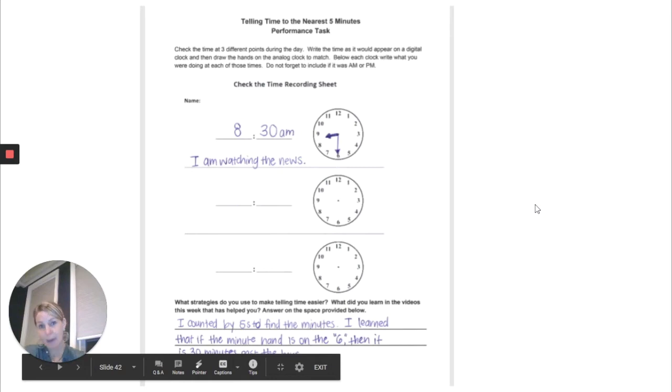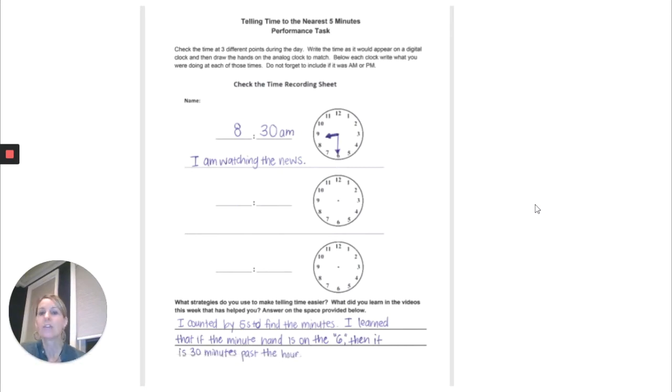Okay, here is my sheet that was printed. The first time that I looked at the clock was at 8:30 a.m. And what I was doing at 8:30 a.m. was watching the news. So as you can see on my analog clock, I was able to make the minute hand point straight down to the 6, and the hour hand is halfway in between the 8 and the 9, because 8:30 is halfway into the 8 o'clock hour.